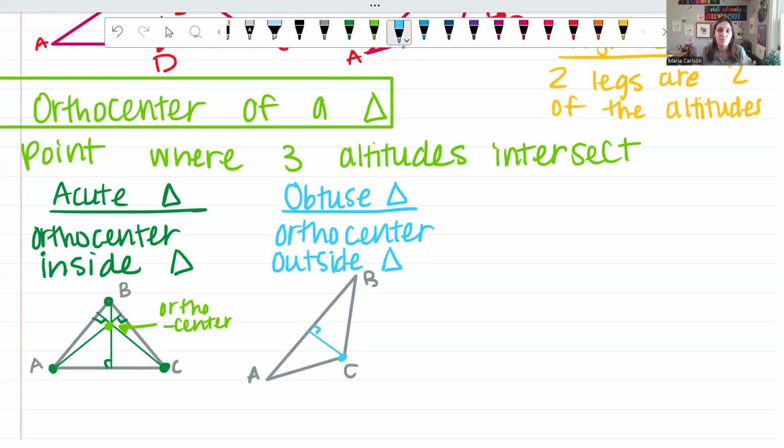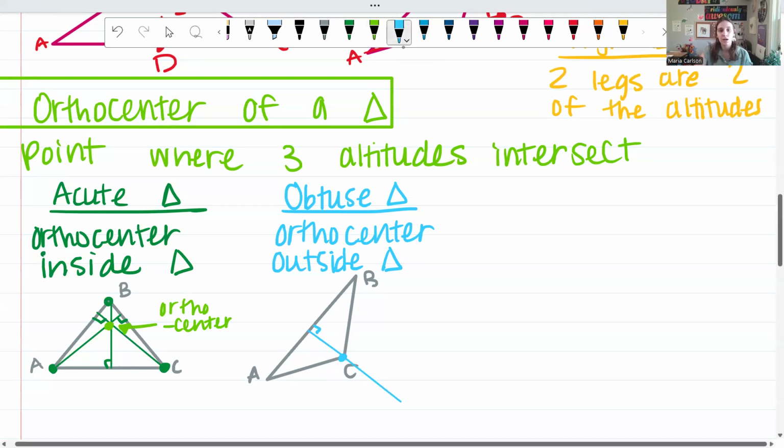And I'm just going to warn you, it's outside. We're going to have to extend this altitude farther. So sometimes you will have to imagine your altitude is a line too. So we could extend it farther because it's not going to be inside the triangle. It's just the line that contains the altitude essentially. Now let's find the altitude from B down to AC.